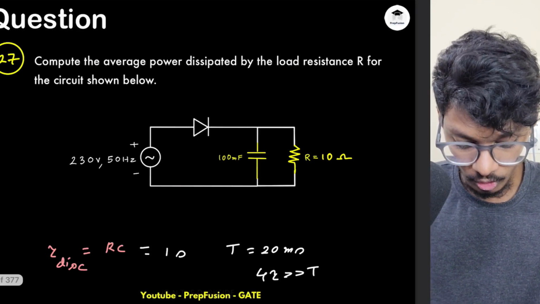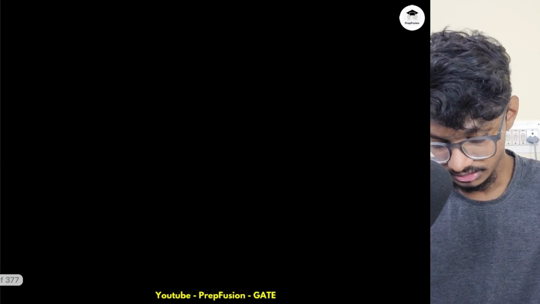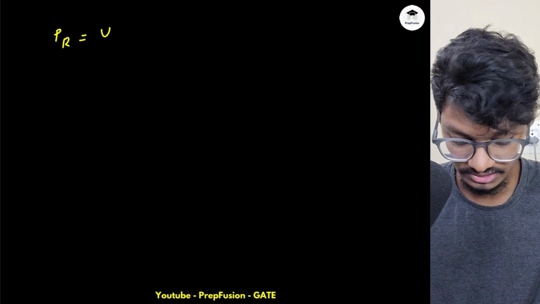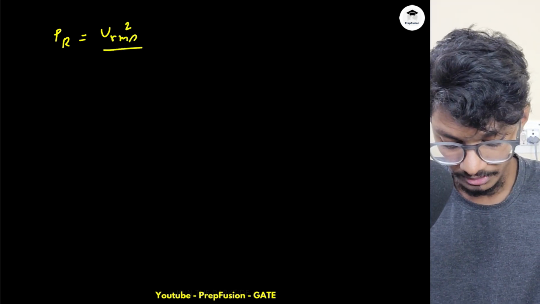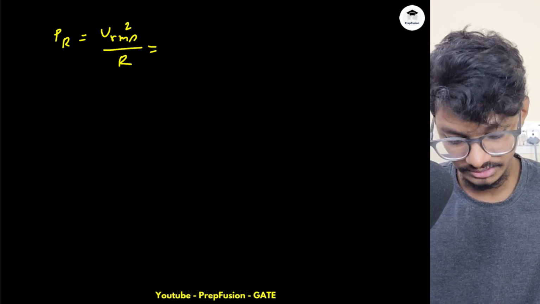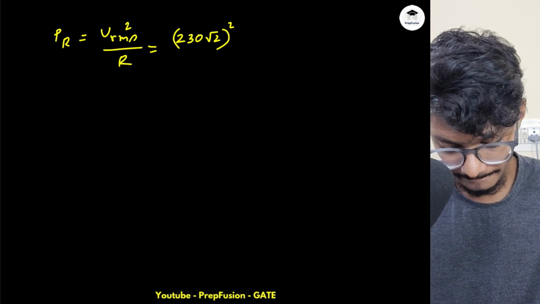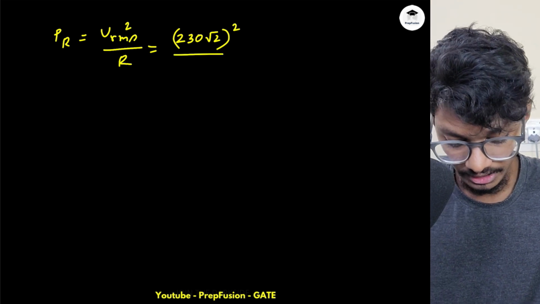If my output voltage is almost equal to Vm, then this voltage is fixed. This voltage is constant. So what is the power dissipated across the resistor? The voltage is fixed, so it is Vrms whole square by R. As the voltage is fixed, Vrms is equal to Vm. So Vrms is 230 root 2, whole square, divided by R.